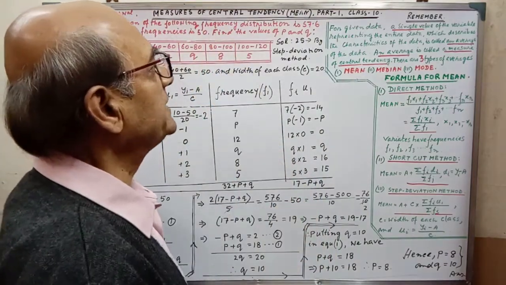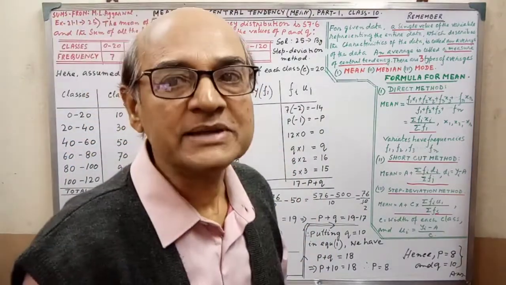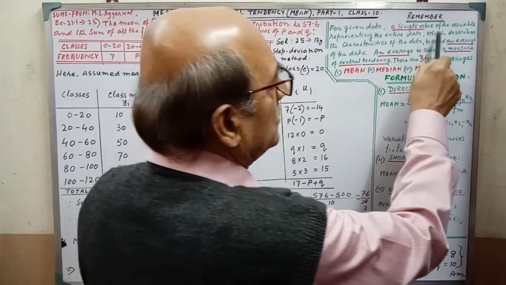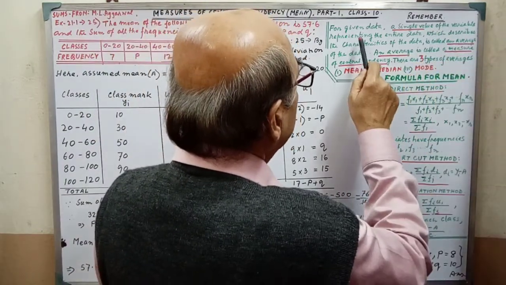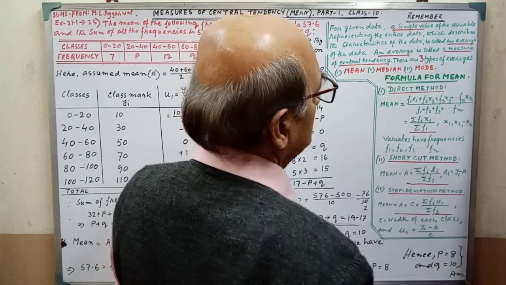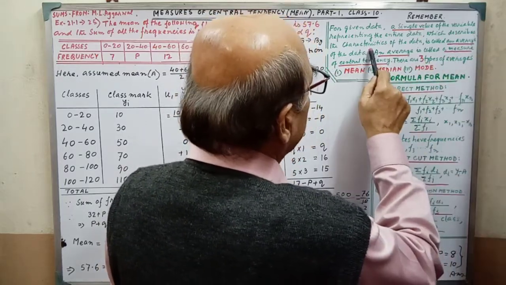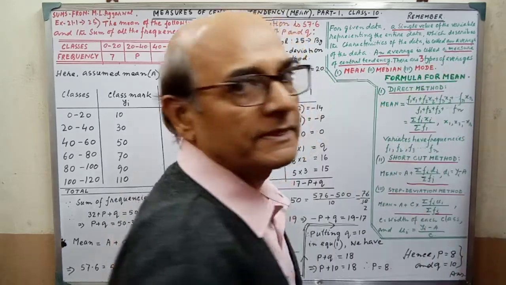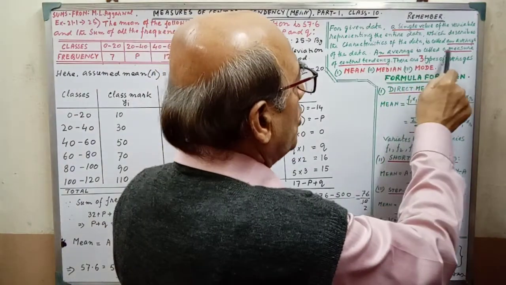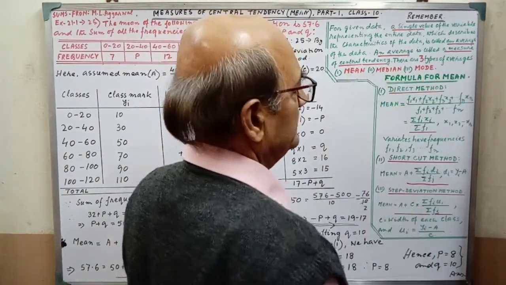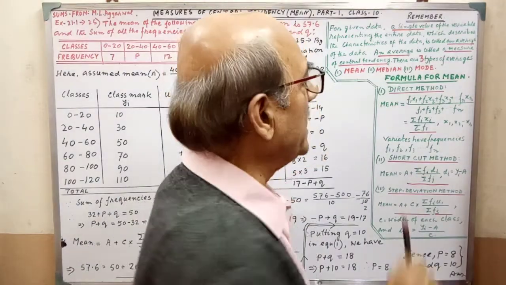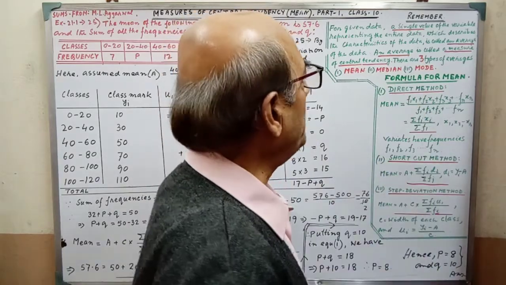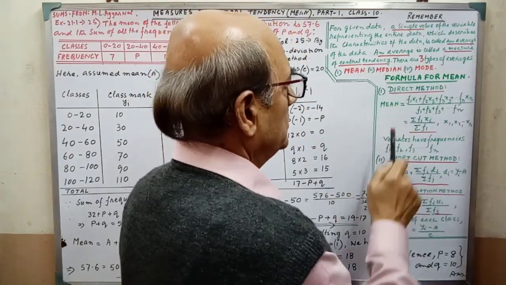Measures of central tendency. What do you mean by measure of central tendency? For given data, a single value of the variable representing the entire data, which describes the characteristics of the data, is called an average of the data. An average is called a measure of central tendency. There are three types of average: mean, median and mode.